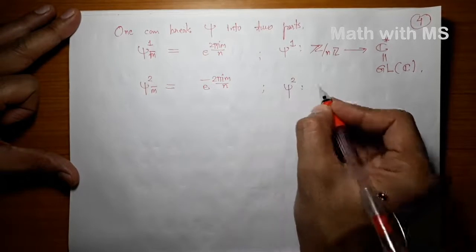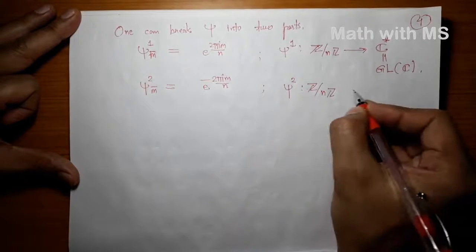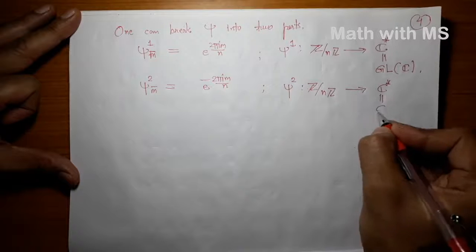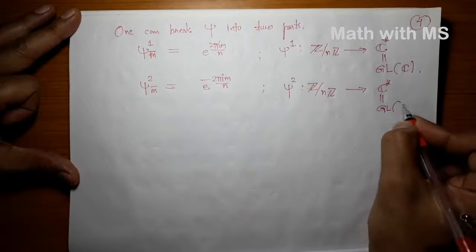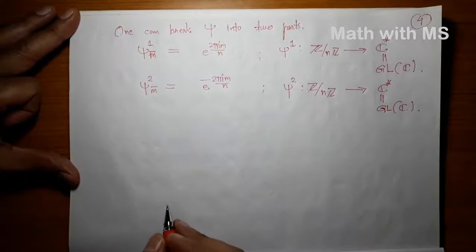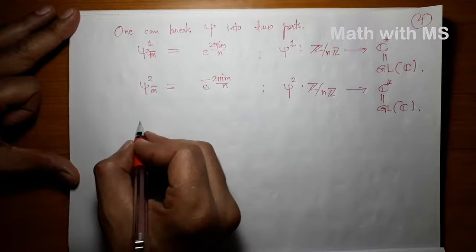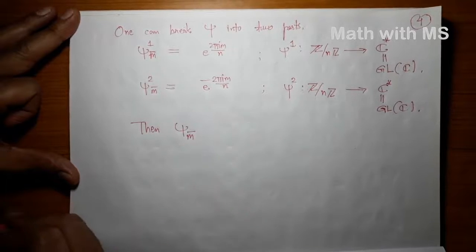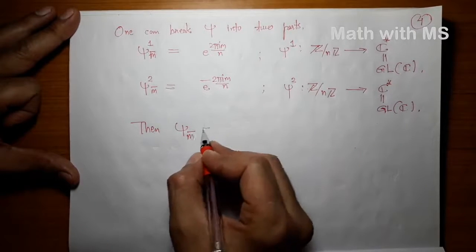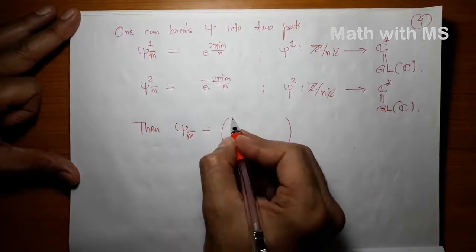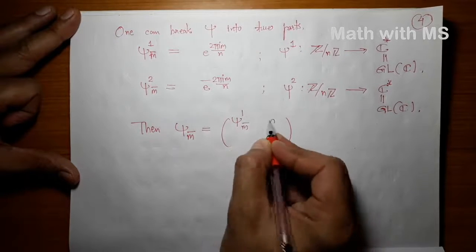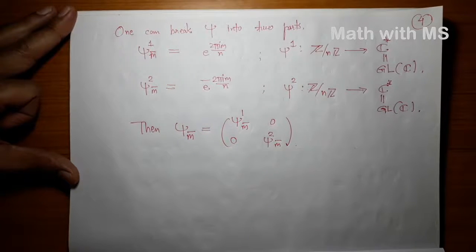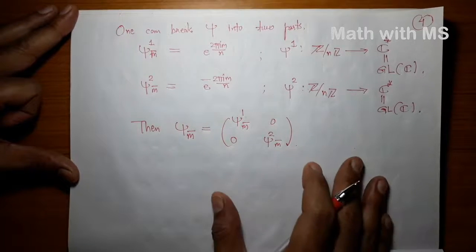Psi 2, you can view it as a map from Z mod nZ into again C star, which you are identifying with GL of the one-dimensional complex vector space, right? And then what is this psi of m bar? Psi of m bar is just this block matrix: psi 1 of m bar, 0, 0, and psi 2 of m bar. Right? This is what is happening in this particular example.